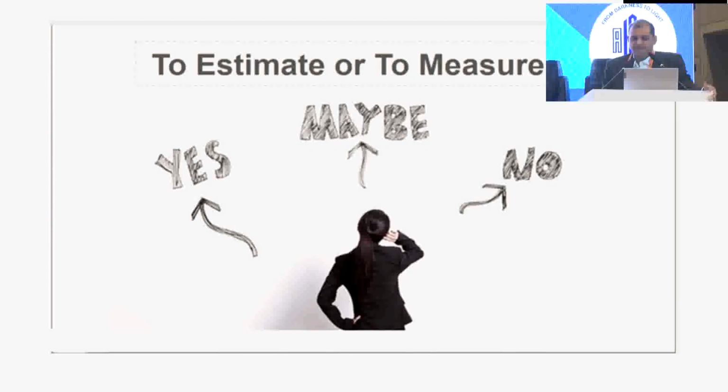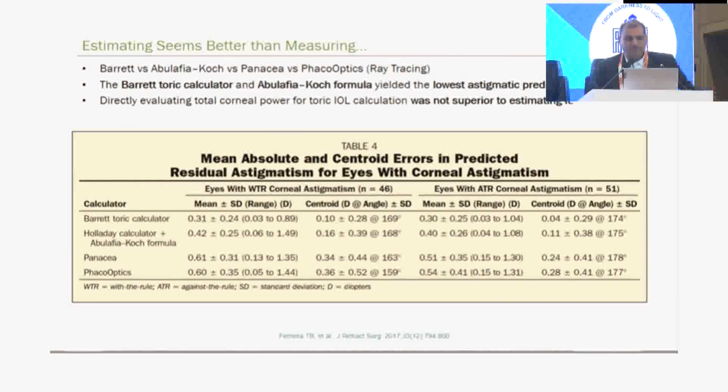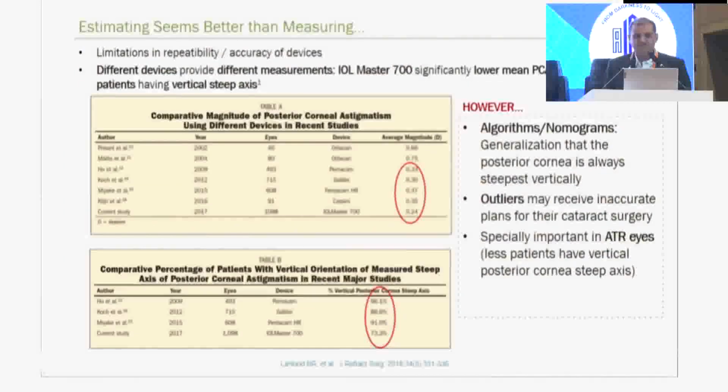Now this confusion has been cleared up by certain studies conducted by Dr. Ferreira, and in 2018 he came with this study comparing the Barrett, Abulafia, Koch, Panacea and the Phaco Optics. All these 4 Toric calculators were calculated, and they found there is the lowest astigmatism prediction error. But when they compared estimation and measuring, neither was superior. In the same way, there are certain studies showing that the different devices which measure the posterior corneal power also do not have equal readings.